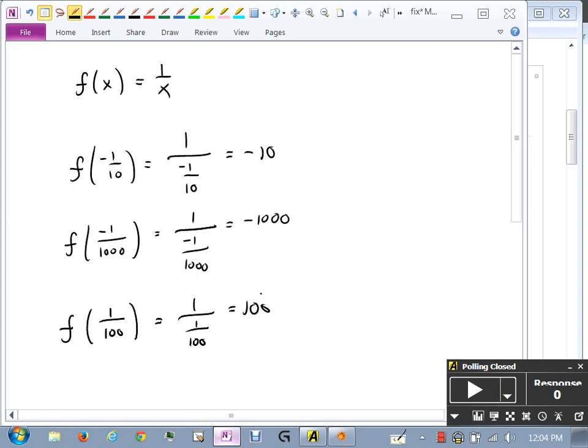How many of you have to take calculus? You're going to spend a lot of time with this idea of graph behaviors as you approach things. Very important concept in calculus, so get used to it.